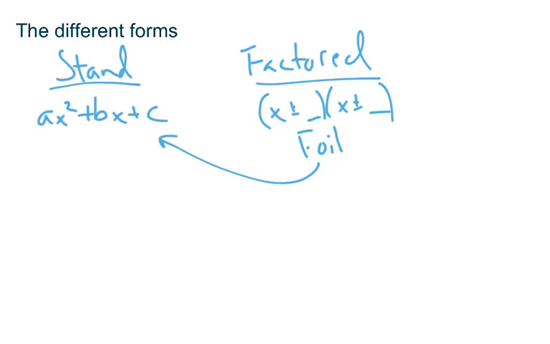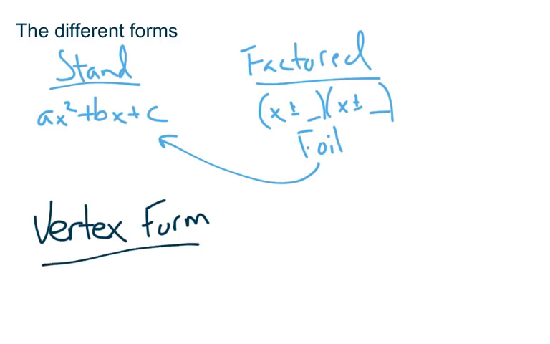Finally, I want to introduce you to this new form, which is supposed to make our life a lot easier, because the one point that you have to have when you're graphing a quadratic function is that vertex. And so it'd be really cool if we had a form where it told us what the vertex was. And we actually have that, and it's called vertex form.